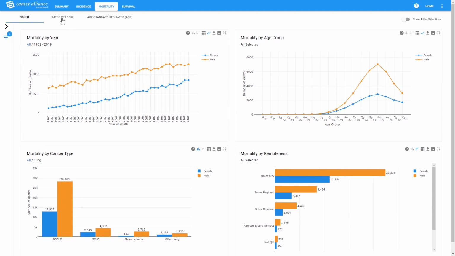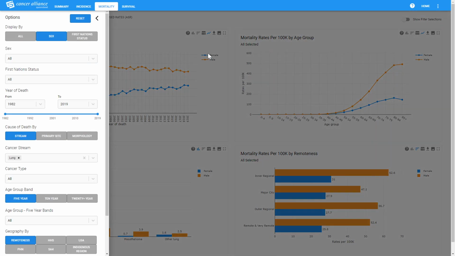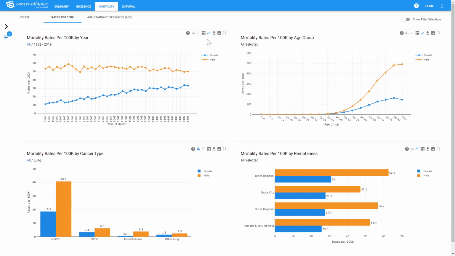But as before with the incidents, the really interesting information is contained within the rates page. And you can see that while the rate of mortality for males seems to be fairly flat over that 40-year period, this is where we can see, even after we adjust for the growing population within Queensland, that mortality rate for females is going up and up and up over time. So it was about 11 back in 1982, and it's now 33 in 2019. So that's a threefold increase in deaths over the 40-year period.